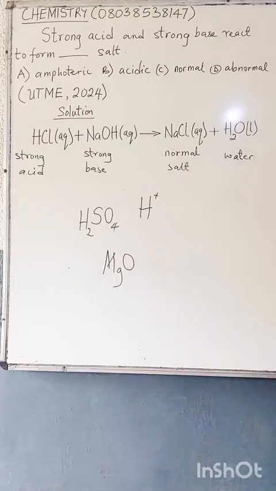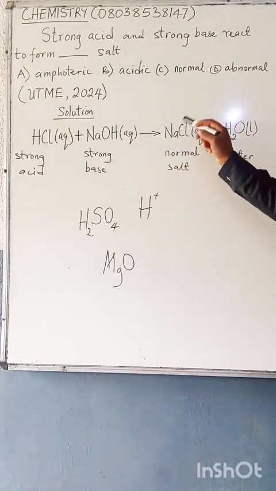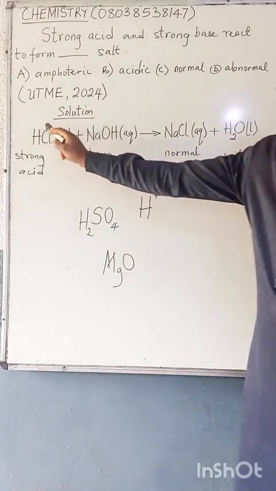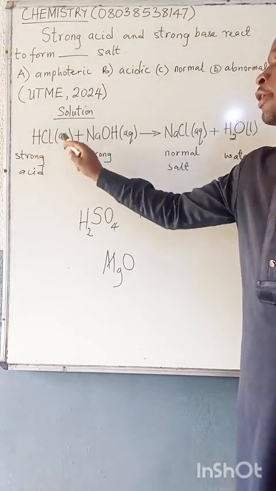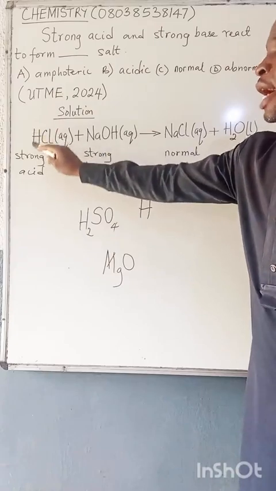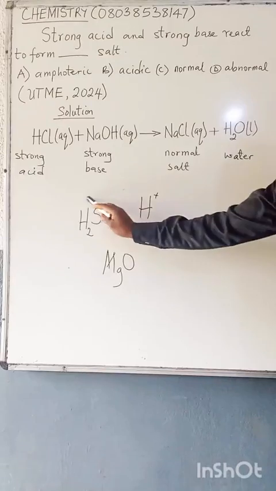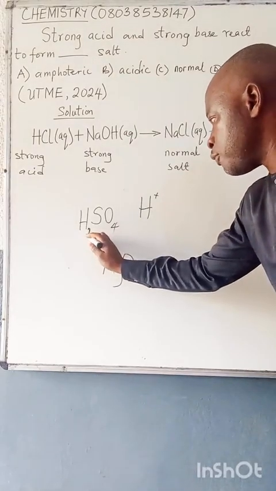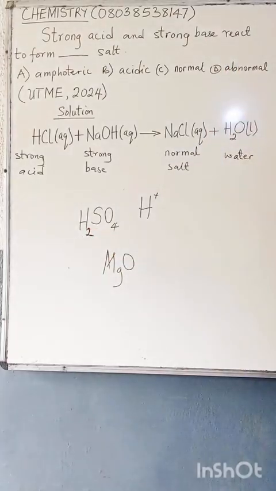What then is a normal salt? A normal salt is a salt produced when all the replaceable hydrogen ions in an acid are replaced by a metallic ion or ammonium ion. Look at this example of acid here. How many replaceable hydrogen ions do we have? We have one replaceable hydrogen ion. That's one atom of hydrogen. What about this H2SO4? How many replaceable hydrogen ions does it have? We wrote H2SO4. So it has two replaceable hydrogen ions.